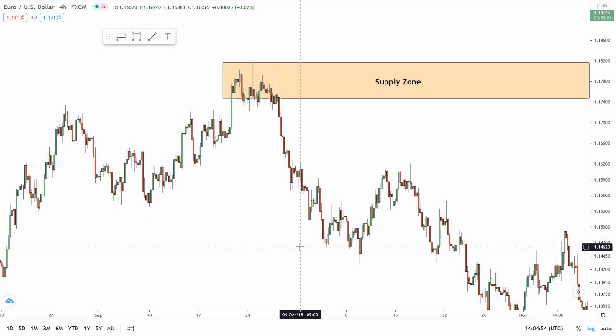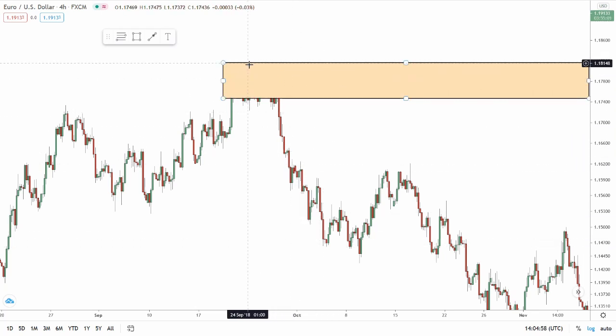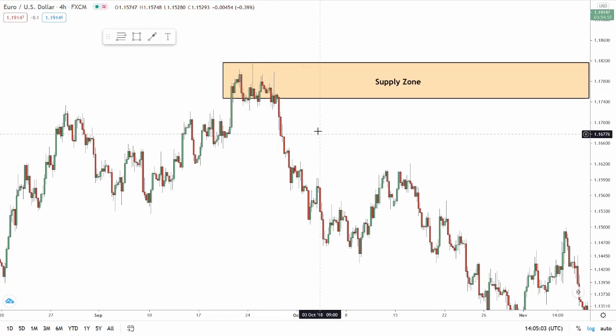This is what a correct supply zone should look like once drawn. Notice how I've drawn the zone to the most recent highest swing high up here. I haven't drawn it to the other highs or using the candle bodies like in the example I showed. It's drawn to the highest swing high instead, okay? This is true for all supply zones. You must draw the zone to the most recent highest swing high. That's the point where the bank sold to create the zone.